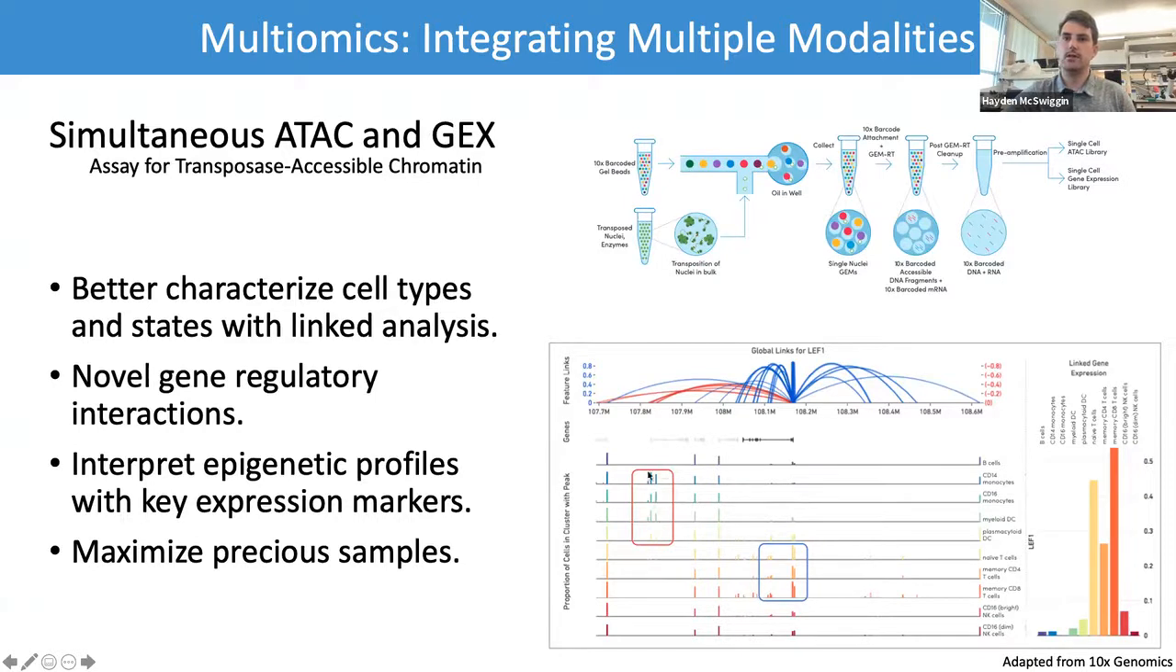And then you can look at regions in the genome that are close to LEF1 in the cells that have low expression of this gene. And you can see at this chromatin region, you have large peaks, but in these cell types, the expression is pretty low. So you can assume that this region is probably involved in repression of this gene. And then the other benefit of doing multiple modalities in the same cell at the same time is that you can maximize precious samples. So you don't have to split your sample into two different analyses. You can do the same analysis at the same time.